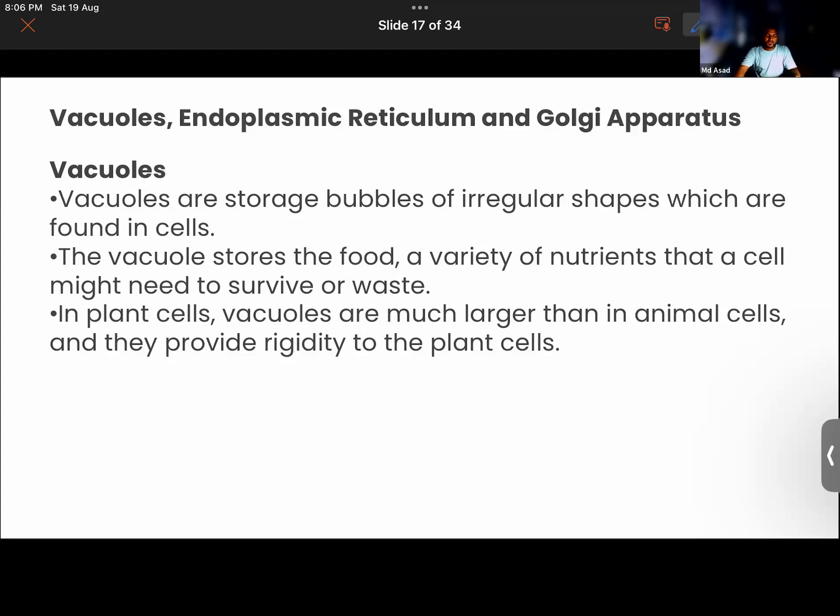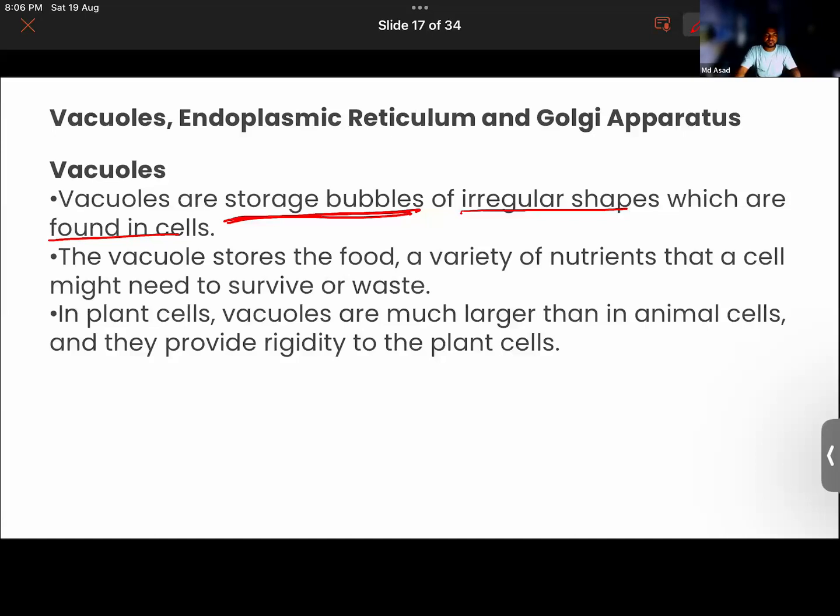So talking about the vacuoles, what are vacuoles? Like we all have got storehouses in our home, that are used for a variety of purposes. The common thing is that they are used for storing some substances. So in plant cells or in animal cells, it is found in both plant cells and animal cells, and they are storage bubbles of irregular shapes which are found in cells. What does it say? Storage bubbles. So it might be used for storing various substances.